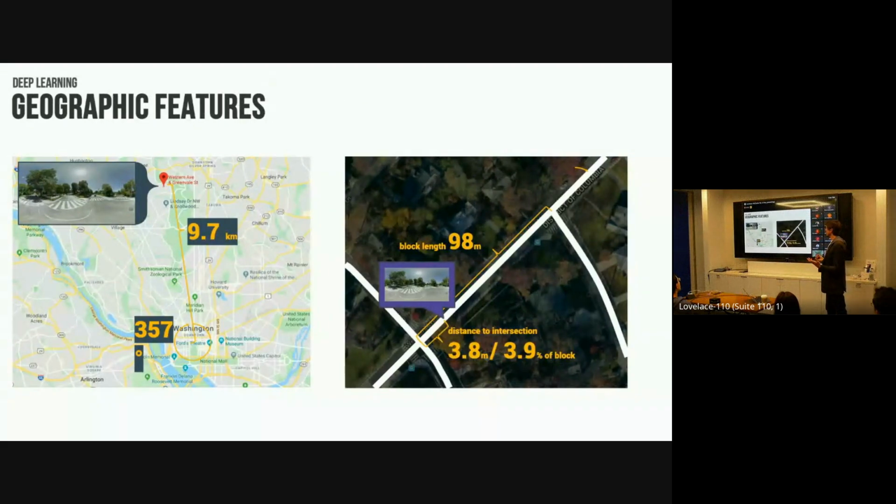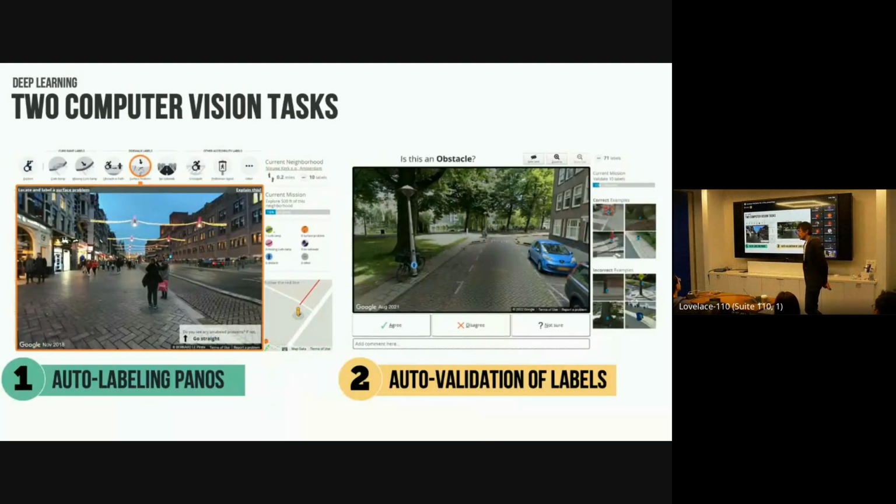And the other side is the geographic feature. So where is it in the world? And might that help us do a better job of determining and predicting a certain kind of label type? So actually we did much better.